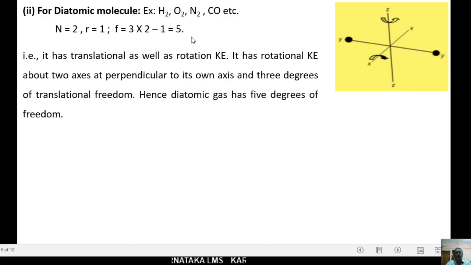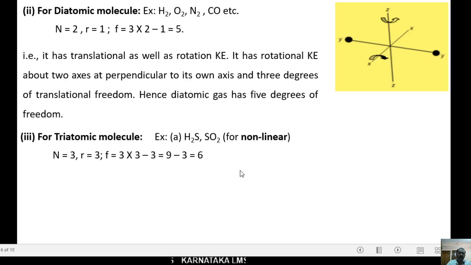That means it has translational as well as rotational kinetic energy. It has rotational kinetic energy about 2 axes, about x-axis and about z-axis, as I have shown here, because along y-axis they acquire a dumbbell shape. Hence, it has rotational kinetic energy about 2 axes, x and z, which are perpendicular to its own axis, and 3 translational degrees of freedom. Hence, diatomic gas has 5 degrees of freedom.